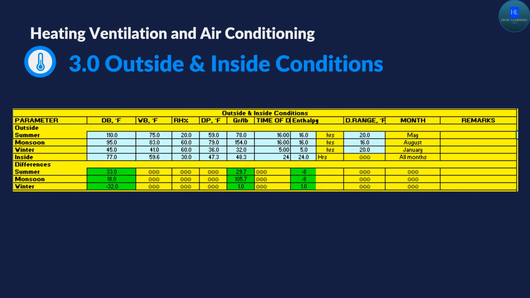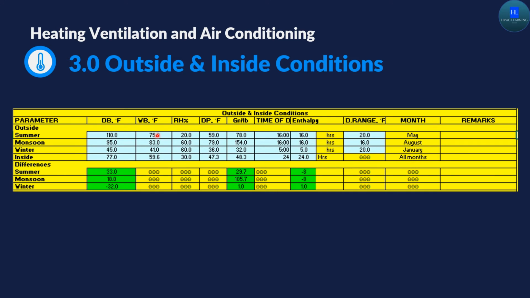Once we are done with this, we should be aware of the inside conditions which are to be maintained. In this sheet we are considering that inside we have to maintain 77 degrees Fahrenheit, wet bulb is 59 and RH is 30%. This is our ask, and this is to be maintained all around the season, for all 12 months.